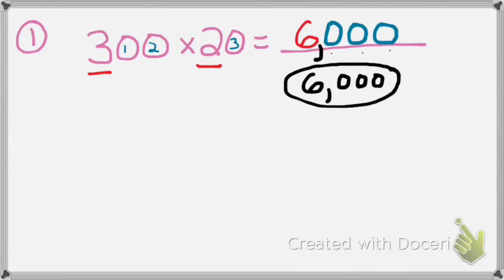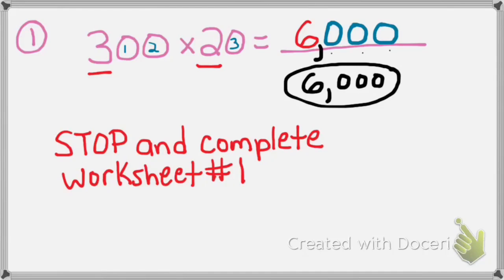3 times 2 equals 6. Tack on my 3 ending zeros. That gives me 6,000. Please stop the video and complete worksheet number 1 right now.